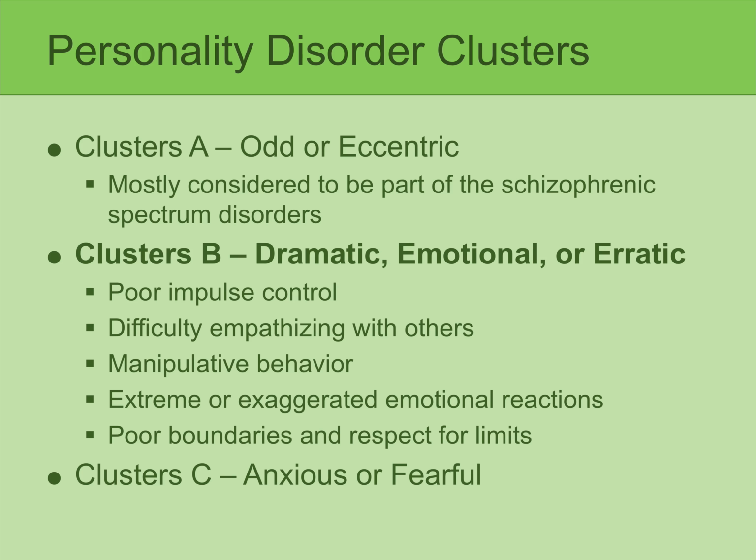Cluster A, for example, is the odd or eccentric cluster. This would be personality disorders like schizotypal personality disorder, schizoid personality disorder, and paranoid personality disorder. We actually talked about these already in the semester when we talked about disorders that fall within the schizophrenia spectrum. Based on the symptoms, I think those fit a lot better into that category than they match up with these other personality disorders.